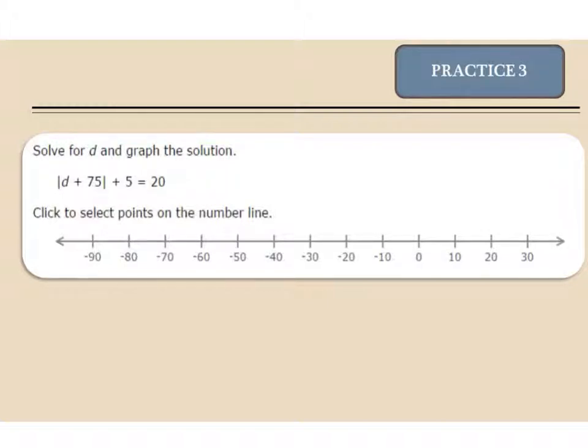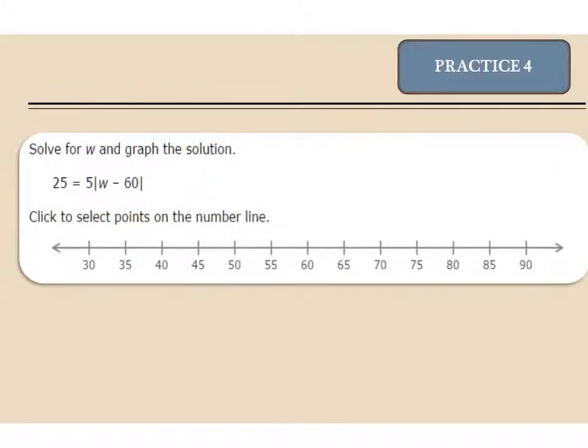Here's your practice 3. The absolute value of d plus 75, plus 5, equals 20. Practice 4. 25 equals 5 times the absolute value of w minus 60. Be careful, we're multiplying by 5 here, not adding it. So you're not going to subtract this. The opposite of multiply is divide.